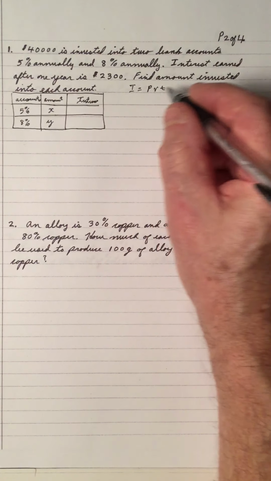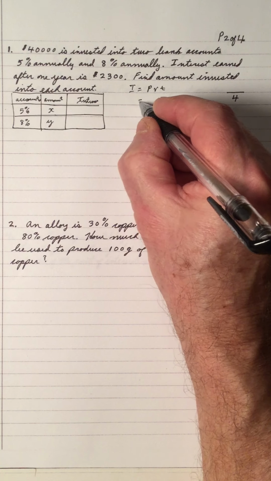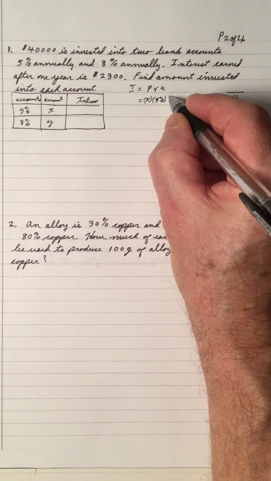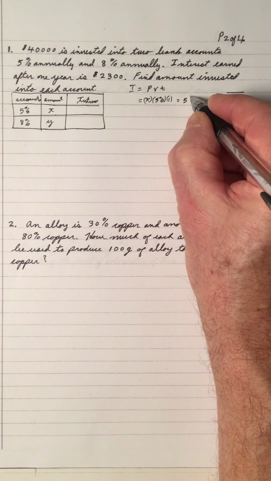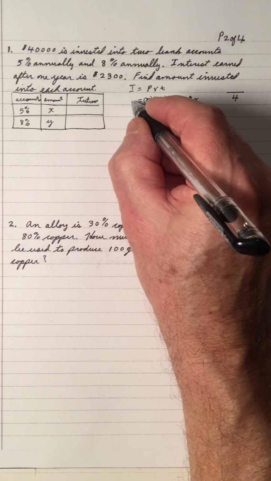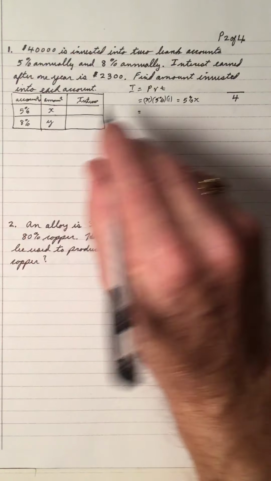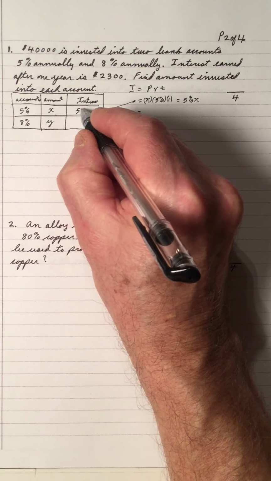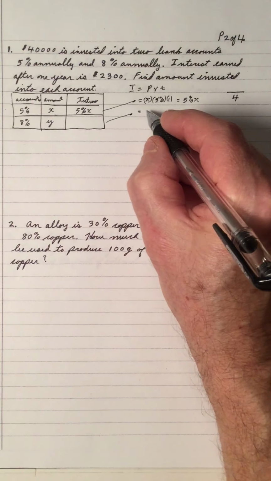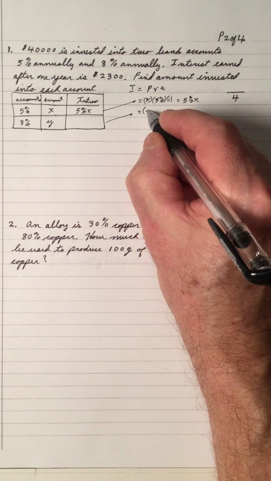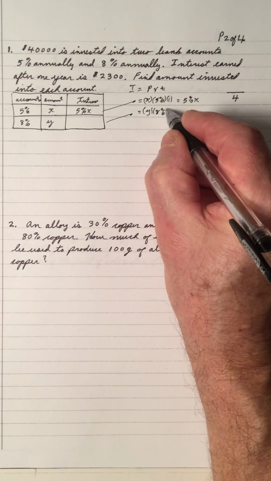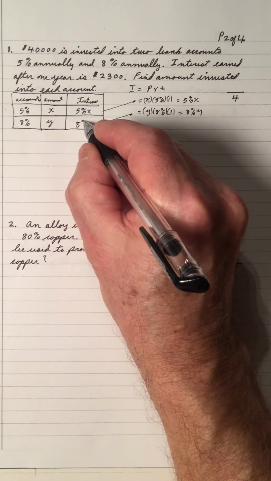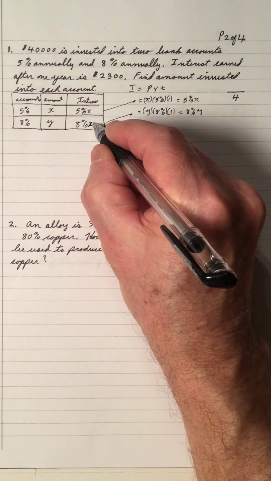So let's calculate the interest using this formula. For the first account, the principal is X, the rate is 5%, and the time is 1 year. So that gives me 5% times X. For the other account, Y is the amount, the rate is 8%, and we have 1 year, so that's 8% times Y. Oh, make that a Y. Better be careful.